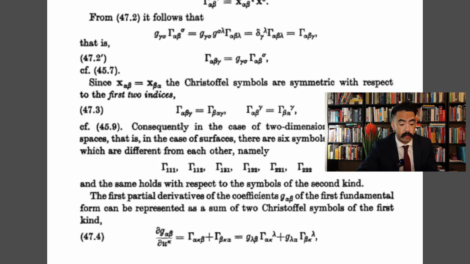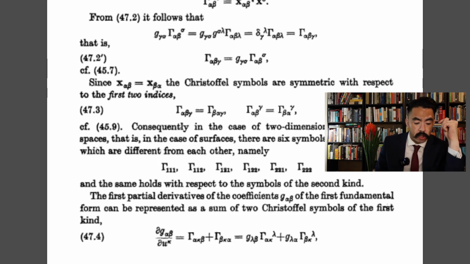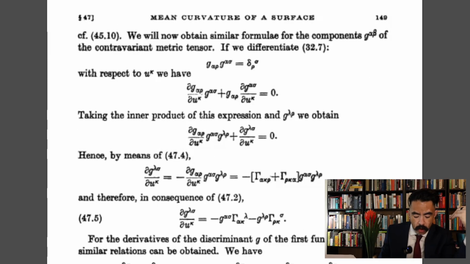The first partial derivatives of the coefficients g_αβ of the first fundamental form can be represented as a sum of 2 Christoffel symbols of the first kind. That is, ∂g_αβ/∂u^κ = Γ_ακ,β + Γ_βκ,α = g_λβ Γ^λ_ακ + g_λα Γ^λ_βκ. And for this, recall the relation ∂g_αλ/∂u^β = Γ_αβ,λ + Γ_λβ,α.